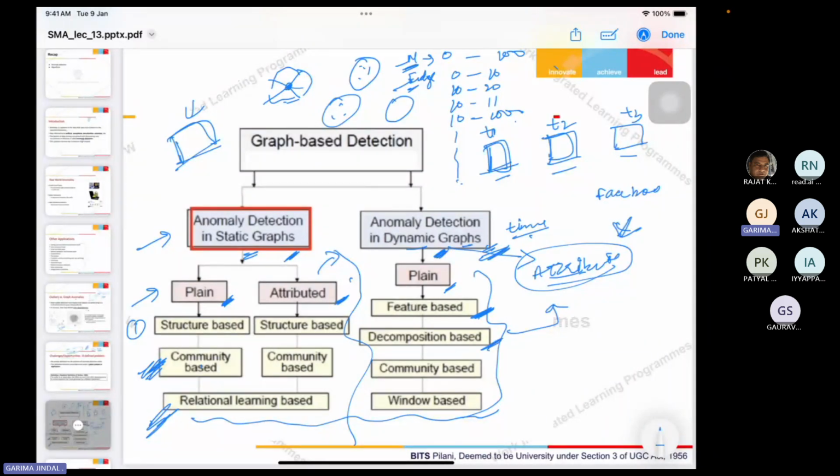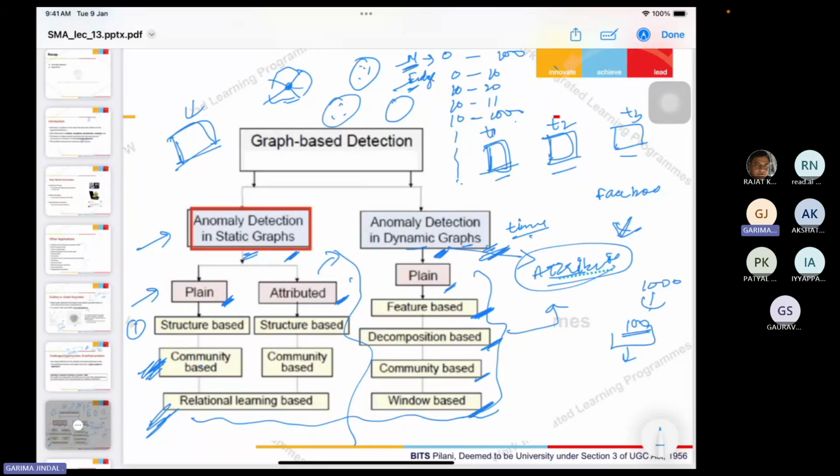Then you might also want to decompose this entire network. Suppose you have a network of maybe 1,000 nodes. You might decide to decompose these 1,000 nodes into some 100 nodes, and from the 100 nodes, you analyze them and identify the anomalies. So this is called decomposition based anomaly detection. Then we have the algorithms based on communities, as we have seen in the static graphs.